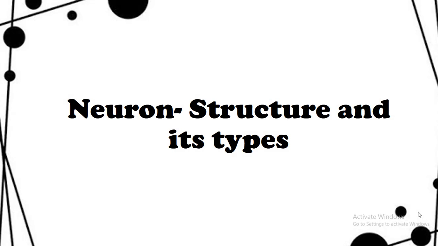Neuron is the structural and functional unit of the central nervous system. So it becomes important to start the nervous system by discussing the neuron structure and its types.